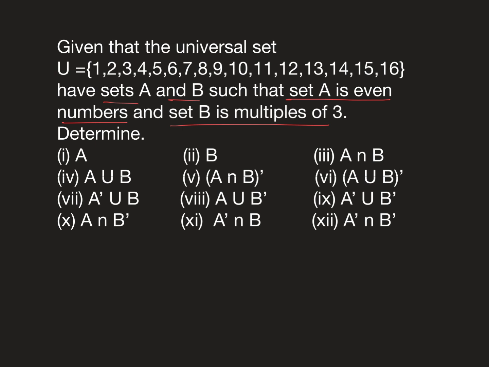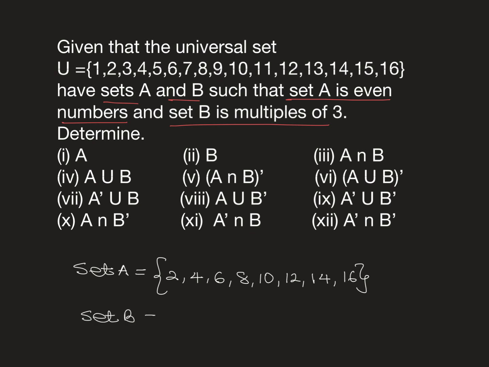To quickly give the answers, we said that for set A, it will be even numbers, so that is 2, 4, 6, 8, 10, 12, 14, and 16. And for set B, what is it? Multiples of 3. So multiples of 3 will be 3, 6, 9, 12, 15. Okay?